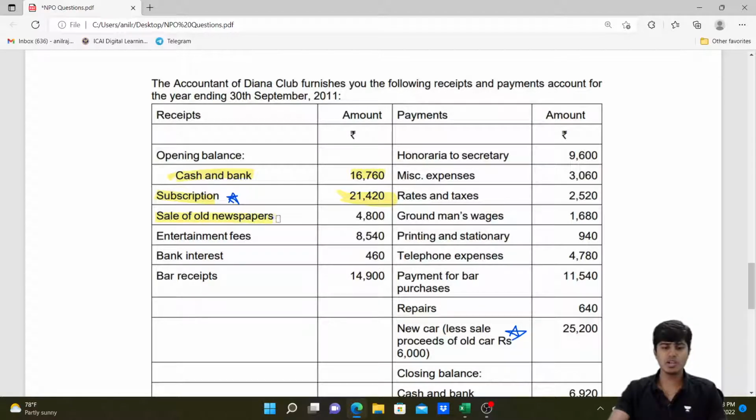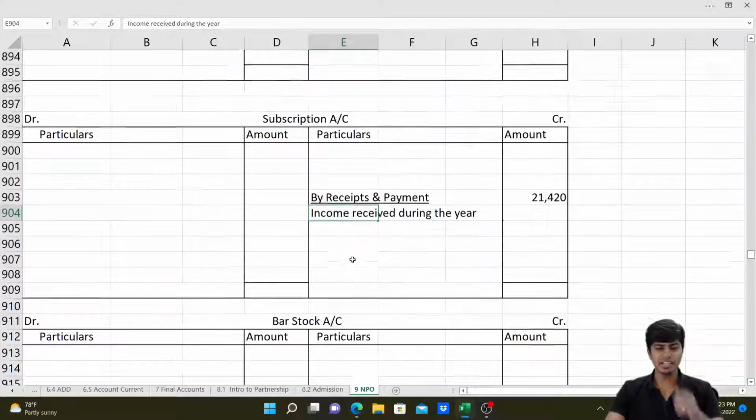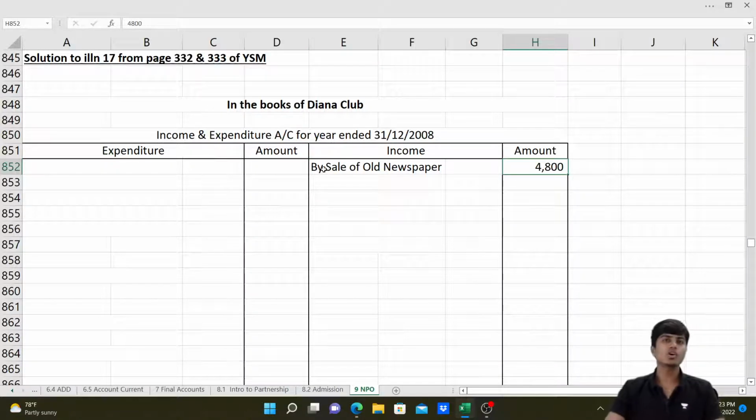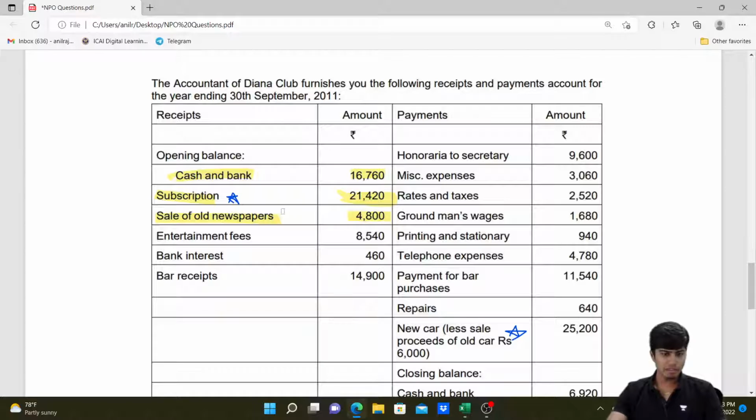After that, we have sale of old newspapers, 4,800. Great. Sale of old newspapers is our income. There's no pre-received or outstanding in that. The entire 4,800, let me write in my income and expenditure account as income. I'll write here by sale of old newspaper 4,800. This is our current year income. What do we have after that?